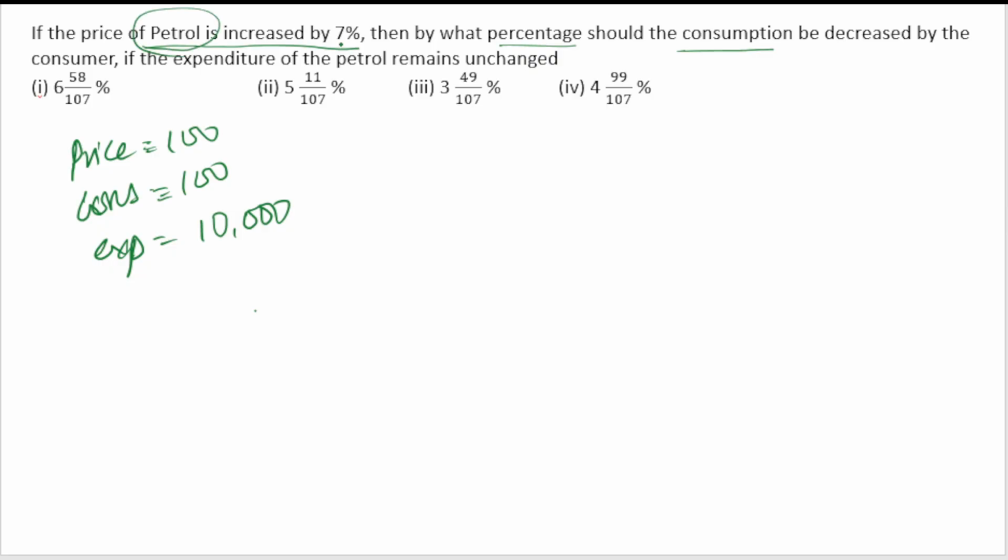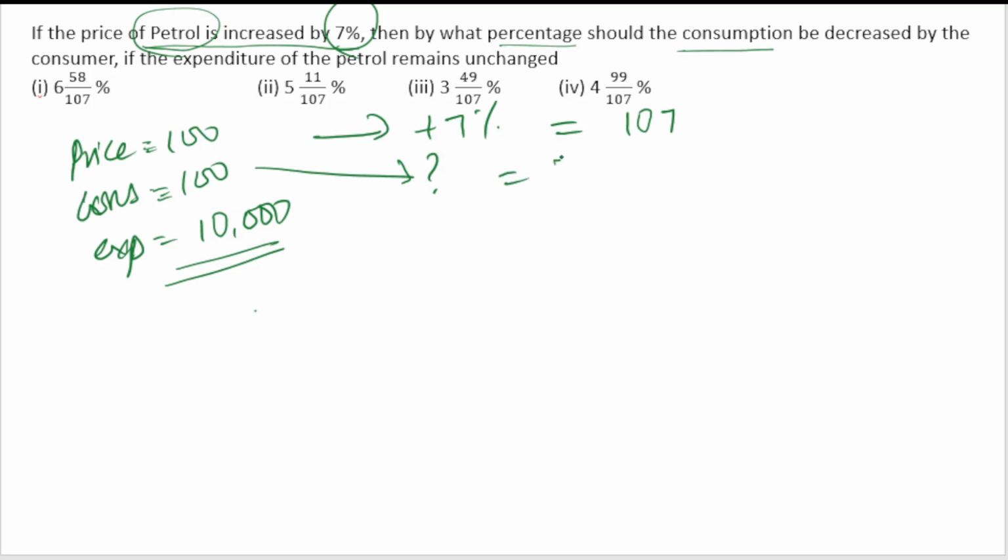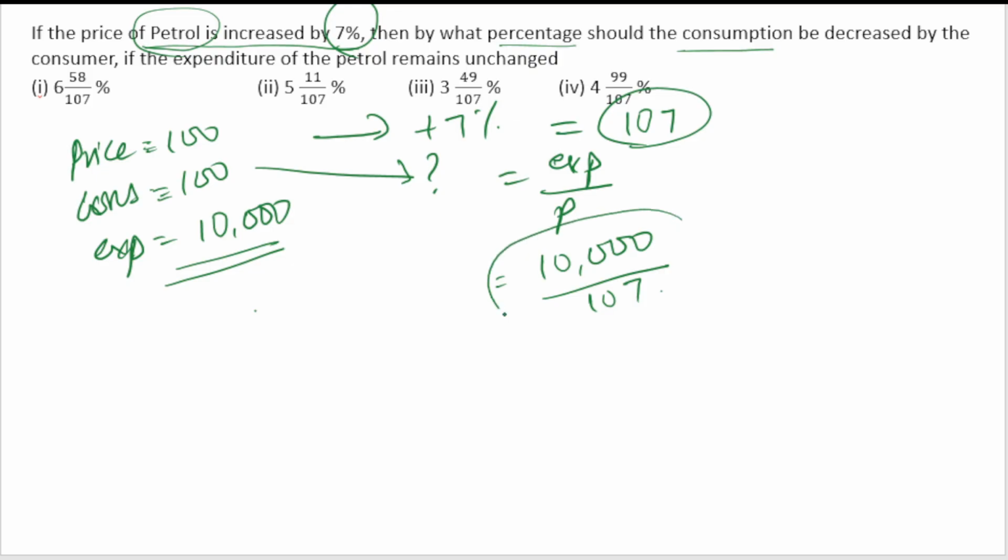If the price of the petrol is increased by 7%, the new price is what? 100 plus 7. It is 107. And it is told the expenditure is same. What is the change in the consumption here? What is the consumption here? It is expenditure divided by price. Expenditure is 10,000 divided by the new price, 107. So this is the new consumption. The initial consumption is 100. The new consumption is 10,000 divided by 107.